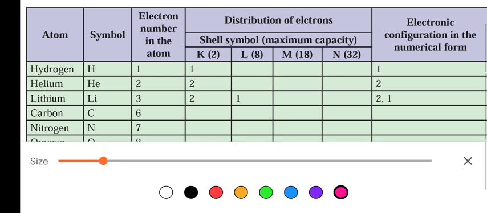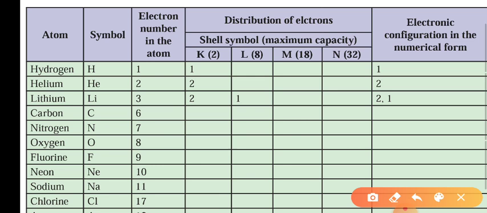Next, when we say carbon, how many electrons are there? 6 are there. Out of 6, the first shell can hold only 2. Still, how many are left? From 6, 2 are already gone in the first shell. How many are left? 4 are left. So the maximum capacity for L is 8. It can hold 4 electrons because only 4 are left.